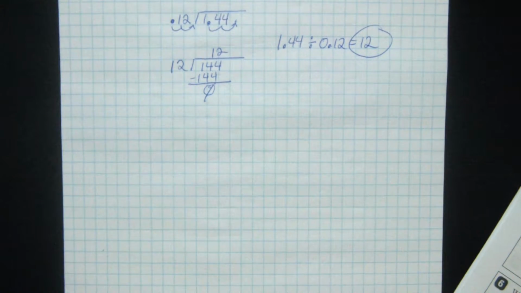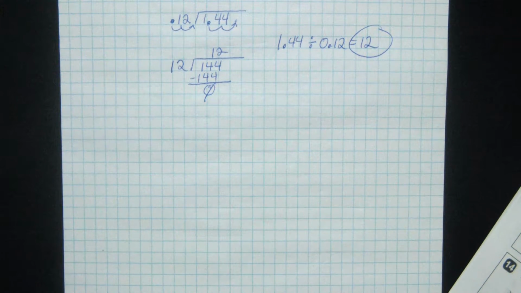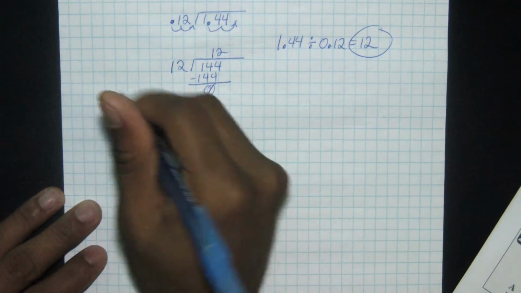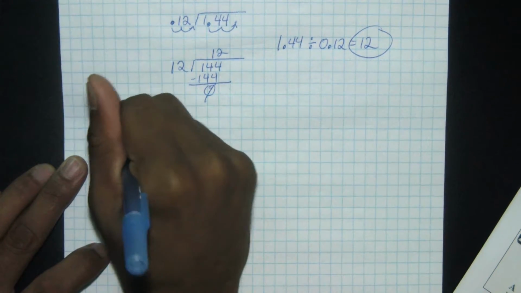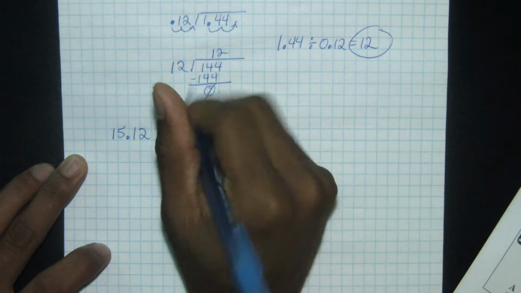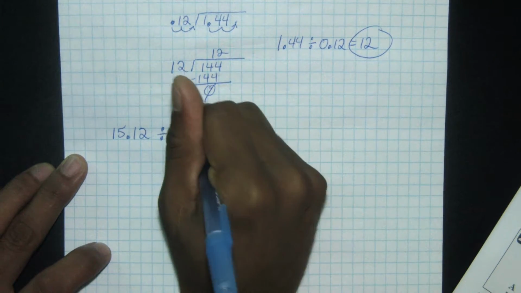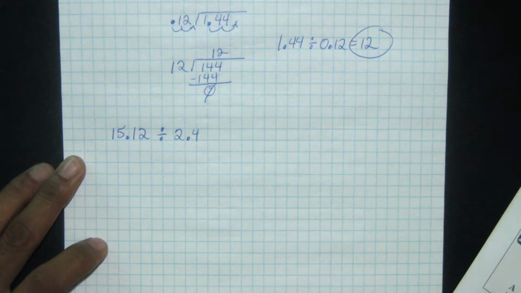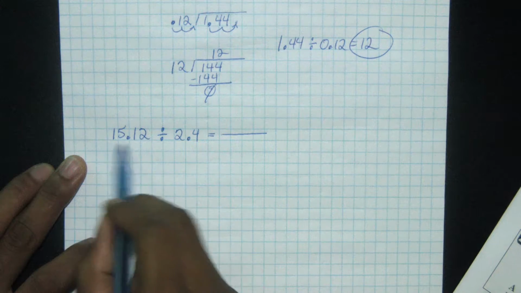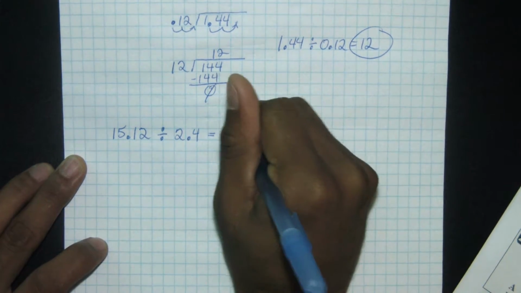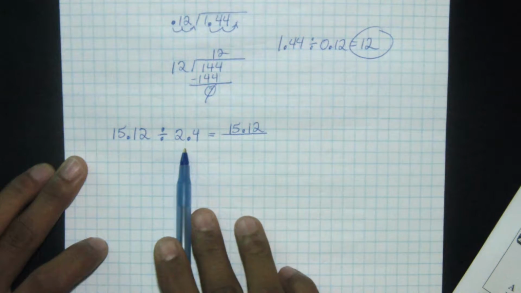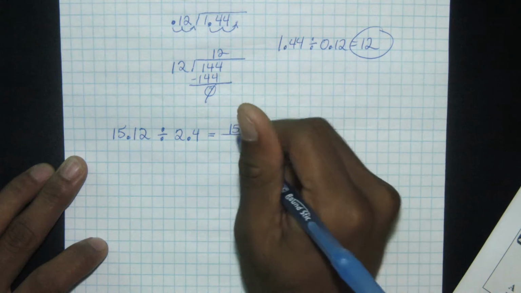Hold on, let me find one in here. Alright, I'm going to take a look at number 21. We have 15.12 divided by 2.4. Alright? So we're going to do the same thing. We're going to write it as a fraction first. The first number is the numerator, so 15.12 will be the numerator. The second number, 2.4, is going to be our denominator.